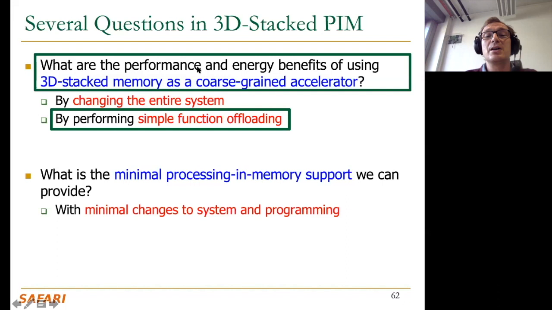But let's switch gears to simple function offloading. So let's try to be more adoption focused. If we don't have the freedom to change the entire system, what can we do? And we're going to talk about function offloading. Function offloading is basically you go through an application, you identify functions that would benefit from being executed in the logic layer, either in special purpose cores or general purpose cores in the logic layer, or in reconfigurable logic, right? And I think there are many potential possibilities over here, which is very interesting, but it's not as disruptive. So clearly the benefits are not going to be as high as what we've discussed with Tesseract.